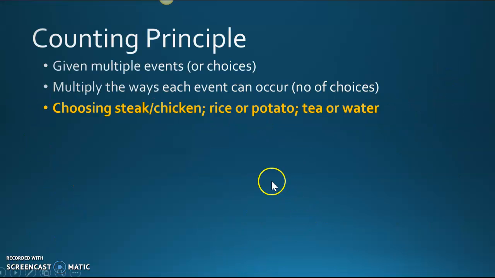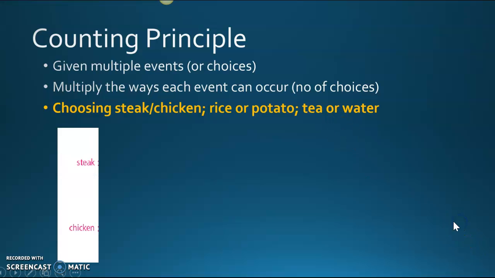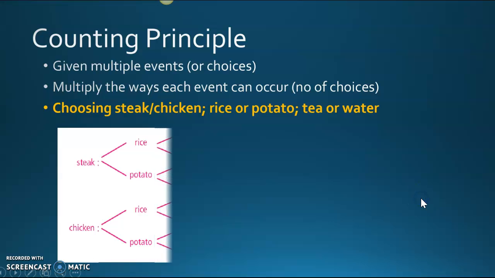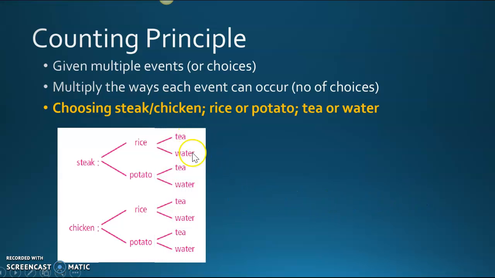For the counting principle, given multiple events or choices, you multiply the ways that each event can occur, or the number of choices. So if you're choosing a dinner, and you can choose from steak or chicken for the main course, rice or potatoes for the side, and tea or water to drink. You have steak or chicken. With each of those, you can have rice or potato. And with each of those, you can have tea or water.